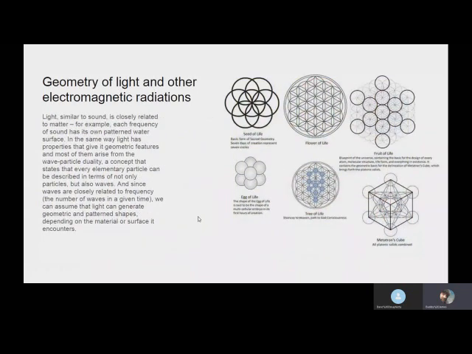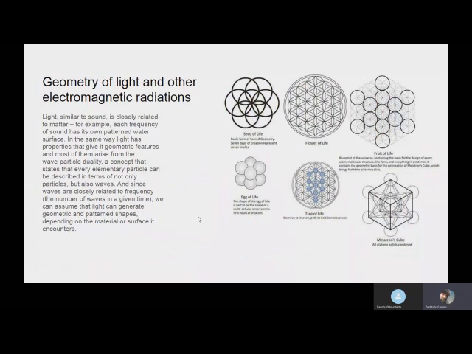Geometry of light and other electromagnetic radiations. Light, similar to sound, is closely related to matter. For example, each frequency of sound has its own patterned water surface. In the same way, light has properties that give it geometric features, and most of them arise from the wave-particle duality, a concept that states that every elementary particle can be described in terms of not only particles, but also waves.